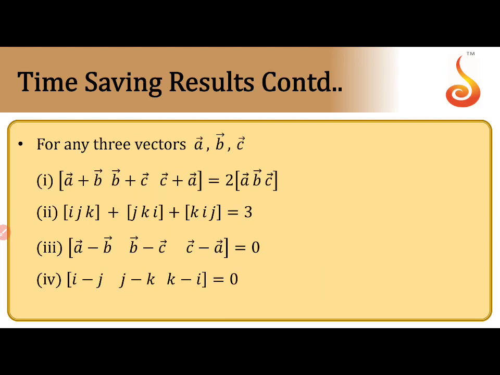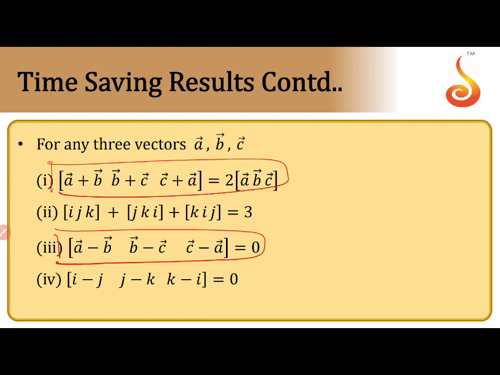Next one. This is another important property. Box of A plus B, B plus C, C plus A is 2 times box ABC. You can just remember this. A minus B, B minus C, C minus A box is what? 0 only. Same like i minus j, j minus k, k minus i, also 0. Here one more condition: A bar, B bar, C bar are non-coplanar. If they are coplanar, without solving problems, we can take the answer as 0. If they are non-coplanar only, you'll get box of A plus B, B plus C, C plus A as 2 times box ABC.